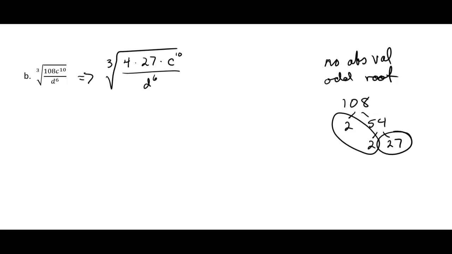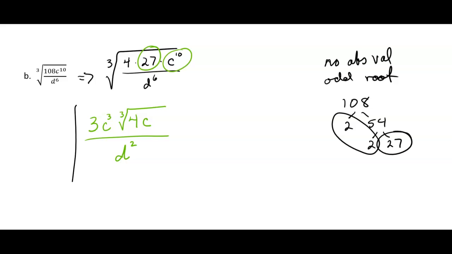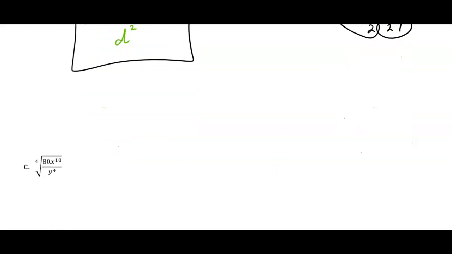Okay, so we're going to take out the 27 because that we can take the cubed root of. So there's the 3. And then I'm thinking about c to the 10th. Well, that's 3 groups of 3. So I have a c cubed on the outside. And on the inside, it's a cubed root. I have a 4, and I have a leftover c. And then in the denominator, I'm just going to have d squared. Now remember, we don't have to worry about absolute value here because it was an odd root. So that one's done. And all those symbols matter.